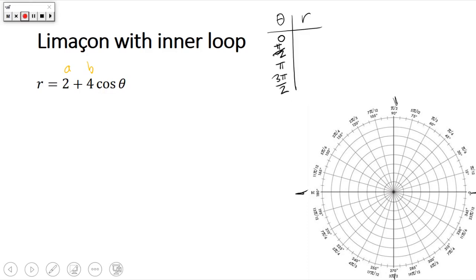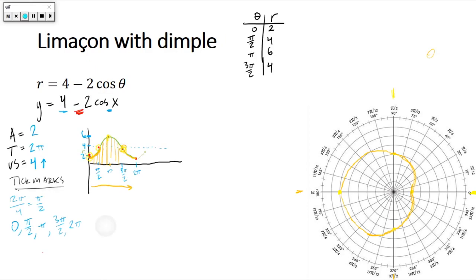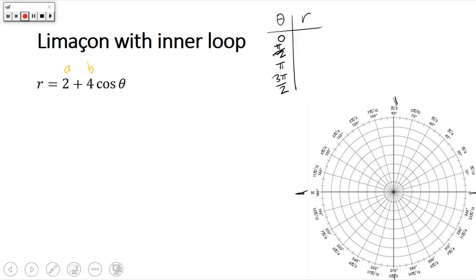So if you plug in 0, cosine of 0 is 1, so 2 plus 4 times 1, so 2 plus 4 is going to be 6. If you plug in pi over 2, the cosine of pi over 2 is 0, so you're just going to have 2. If you plug in pi, the cosine of pi is negative 1, so it's going to be 2 minus 4, so you're going to be at negative 2. And then you have 3 pi over 2, which is just going to be at 2.